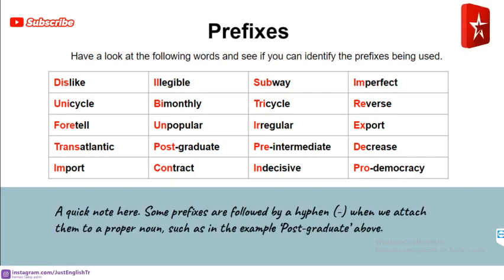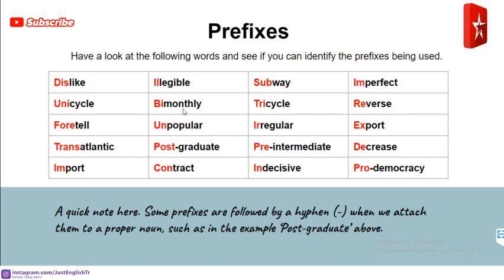And a quick note on these ones here, when we look at the words postgraduate, pre-intermediate, and pro-democracy, we're using a hyphen to separate the two parts. If we look at the other ones here, for example, such as dislike, unicycle, foretell, transatlantic, and import, we don't have this hyphen being used. And the reason that we use this hyphen to separate this prefix from this word is because the nature of this word, graduate, is actually a noun form. So if we look at unpopular, popular is an adjective form. So we don't need to use that hyphen.